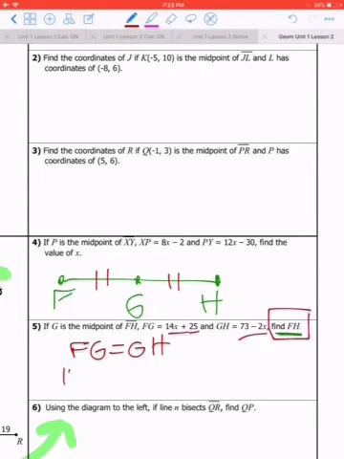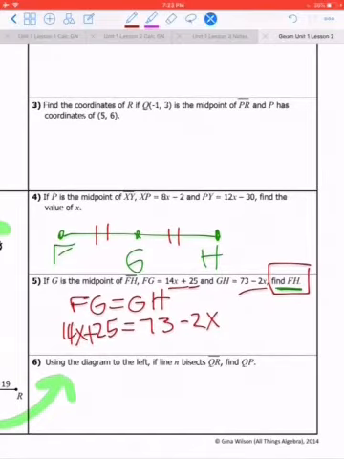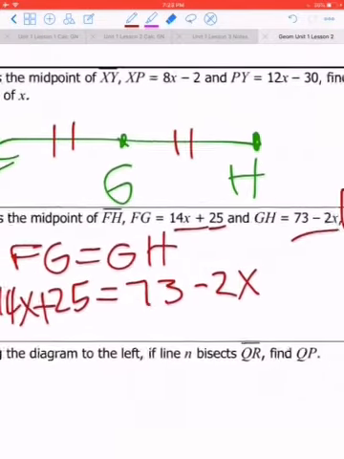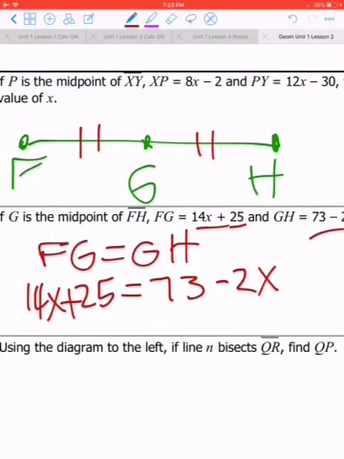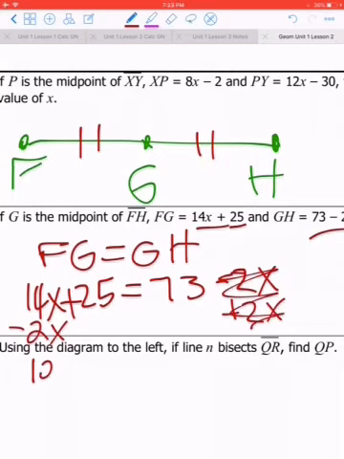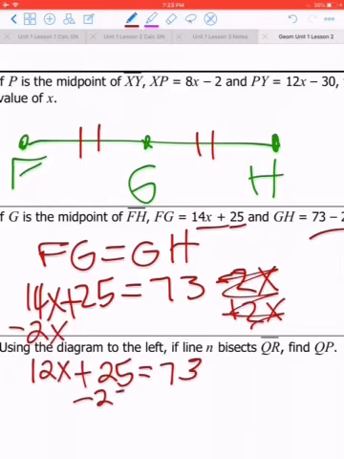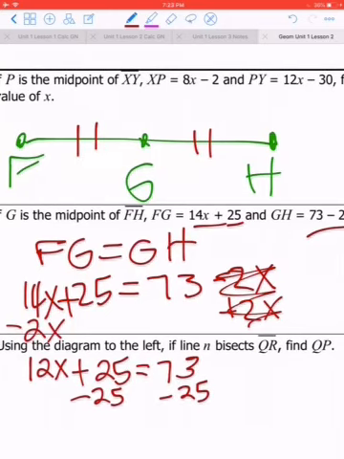Alright, so FG is 14x plus 25, and GH is 73 minus 2x. Okay, so let's solve for x, and I'm going to move them to the bigger side, like I said. So 14 is bigger than negative 2, so I will move the x's to the 14 side. Okay, you absolutely don't have to do that. You're just going to end up with a negative at the end, which is fine. Okay, so I'm here, and then I'm going to subtract 25. Okay, hold on.